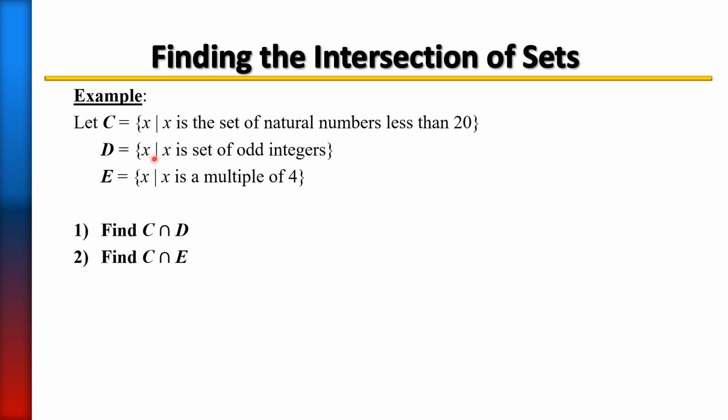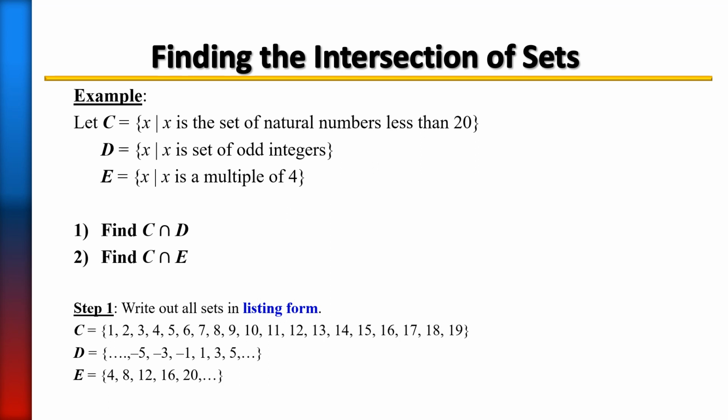And then you have set D, such that X is a set of odd integers. So your odd integers would be your negatives and your positives, but only the odd ones. And then set E, such that X is a multiple of 4. So this is your set of your 4 timetables. And it doesn't tell you where it ends, so this would be your 4 timetables going to infinity. So once we write that in listing form, it's going to look like so.